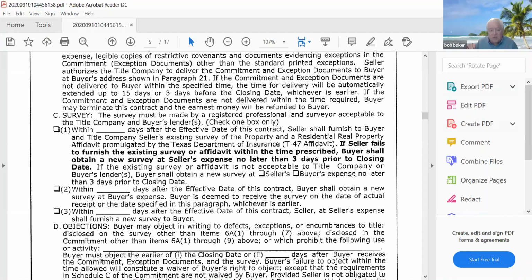So the concept is when a seller is ordering up a new survey for the buyer under 6C3, the seller is probably going to order it up as close to the end of the transaction as he can, wanting to get it to the buyer in a time frame before closing so the buyer has the time to review it and object if necessary under paragraph 6D. So that 18-day time frame that Brian threw out could probably be good given those other numbers.